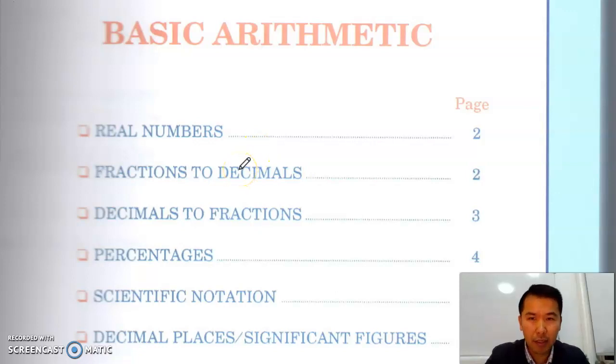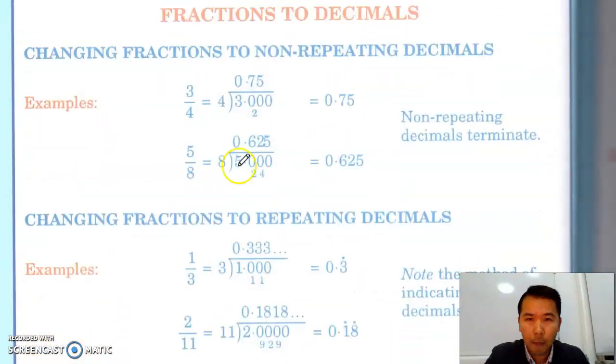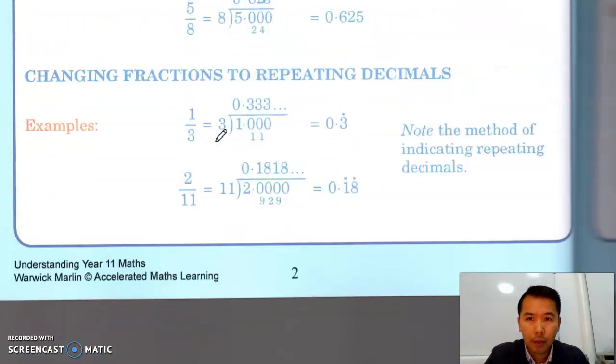Just a quick summary of what we learned today. Sometimes we change fractions to repeating decimals. So you've got 1 divided by 3, you will get 0.33, etc. The method of indicating a repeating decimal is that dot at the top. So you've got 0.3, and then you've got that dot at the top. If the number repeats 2 times, in this case it repeats 2 times, you put 2 dots on the top.